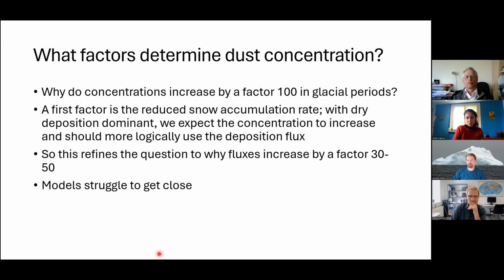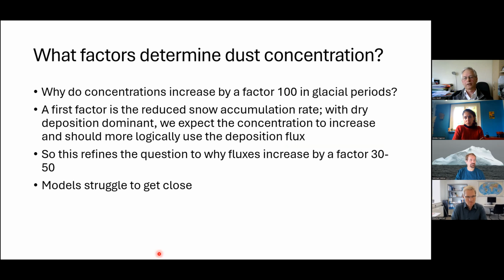So going back to what factors determine the dust concentration, which is why do concentrations increase by roughly a factor of 100 in glacial periods? So a first factor is clearly the reduced snow accumulation rate. That's that bit right at the end of the process where the snow is deposited onto the ice. We measure the concentration, but if dry deposition is dominant, then we should really be worrying about the flux, because that's what's determined by the atmospheric concentration.